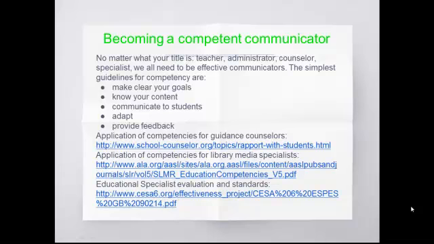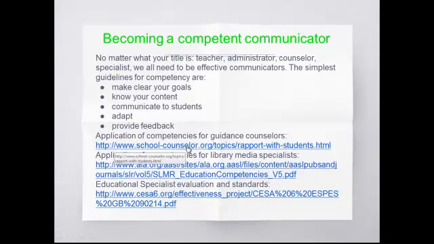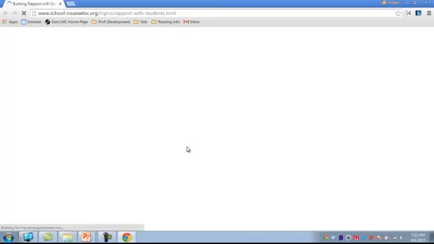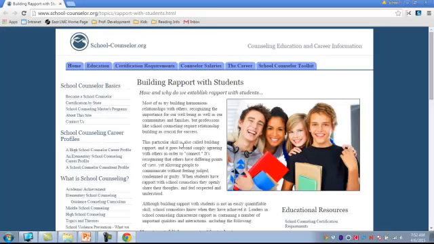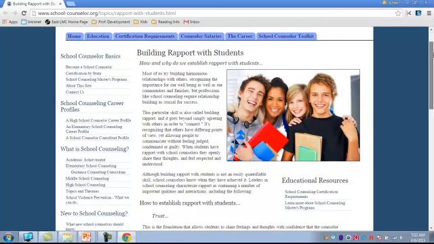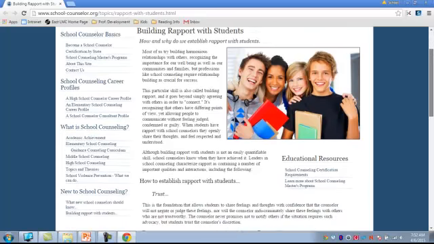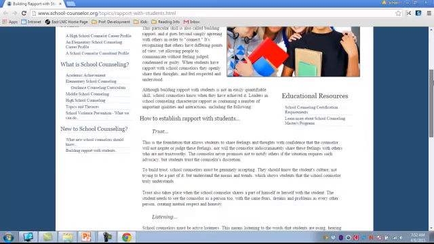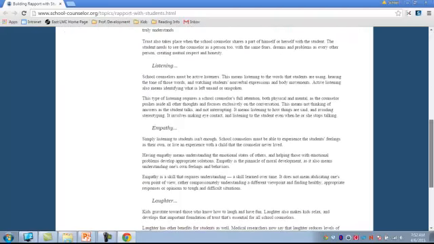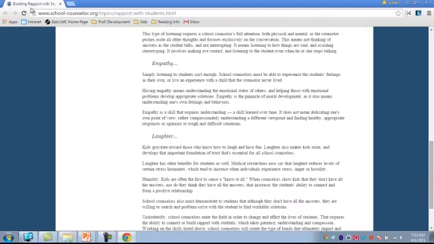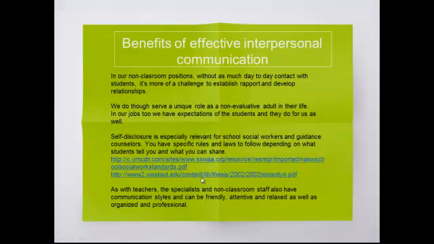The application of competencies for guidance counselors, again, you probably know these, but you can look here and it talks about some of the competencies that you need when you're a school counselor. And I just attached some for counselors, librarians, and what I could find. But building rapport, any of us need to do that. That is part of communication. Before you can work with a student or family, you need to have trust and listening and empathy and laughter. And those are all good things for any educator.